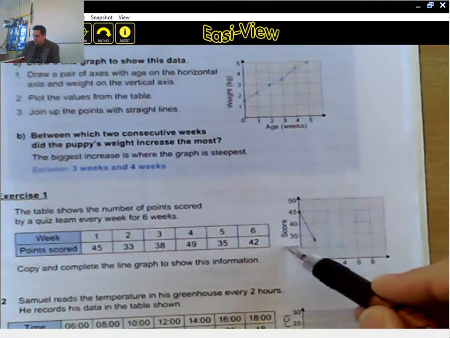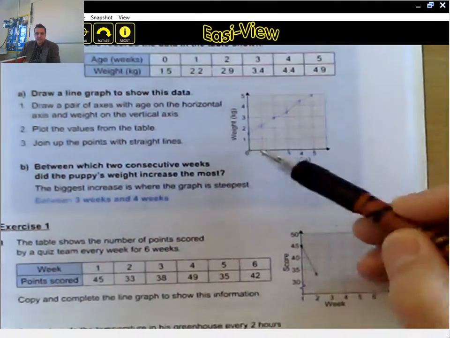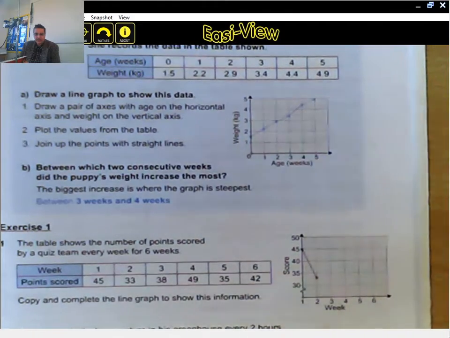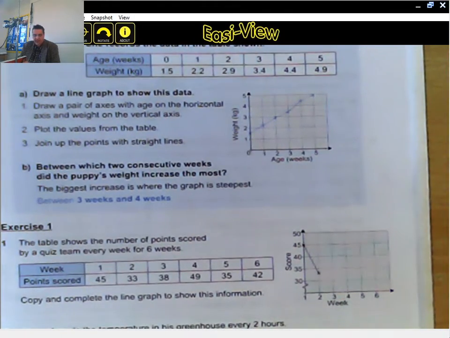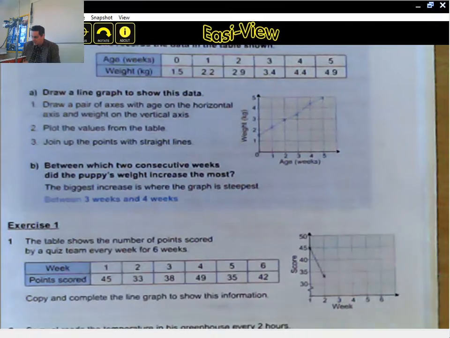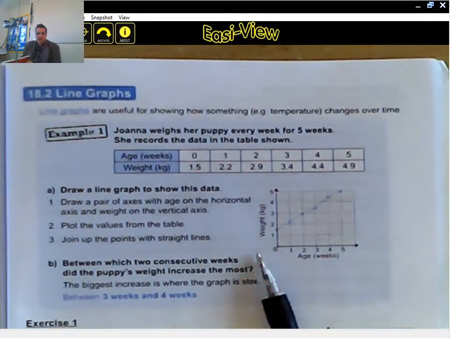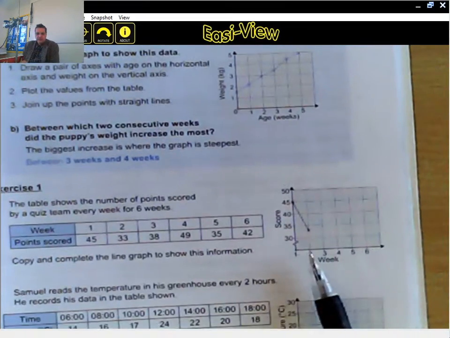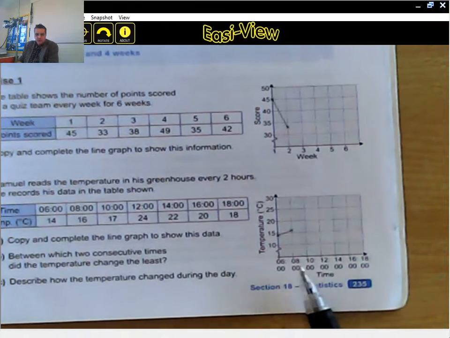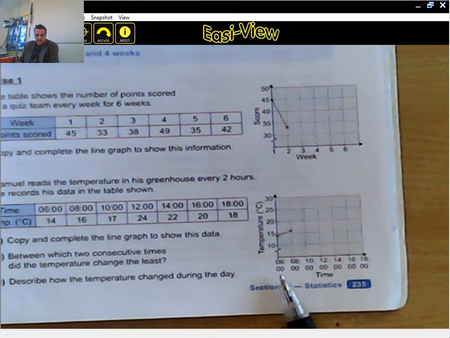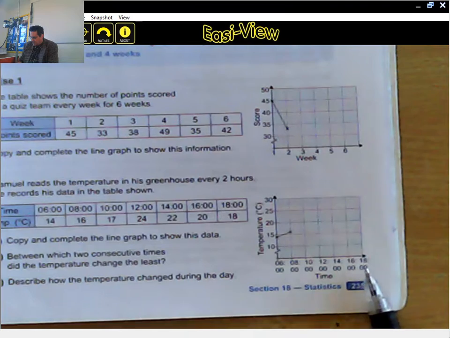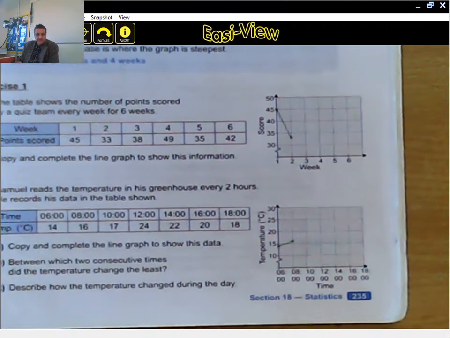You just plot it, you just join it dot to dot to dot to dot. It gives a bit of a jerky, jagged kind of look to it, but that's how time series graphs work. Time series, why? Well, the puppy's age is increasing, the number of weeks are increasing. In this question, the time from 6 in the morning to 6 in the evening, 1800 hours, time is increasing.